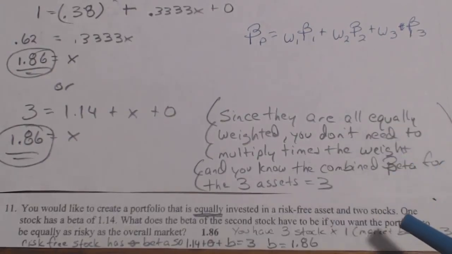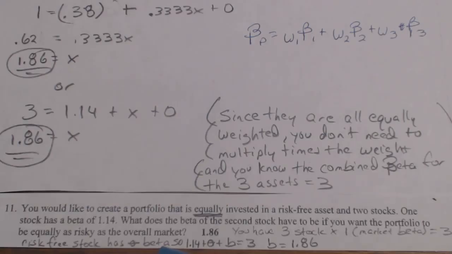That tells you. One stock has a beta of 1.14. What does the beta of the second stock have to be if you want the portfolio to be equally as risky as the overall market? We talked about on number 10, and I'll reiterate on this, the beta of the overall market is 1. And that's what everything is basically judged by.